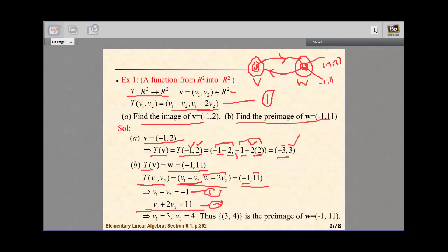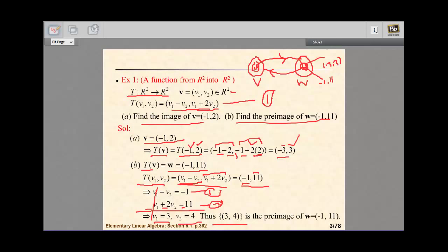We will subtract them. We get 2v2 minus v2, which is equal to 12 minus... so 3v2 is equal to 12, v2 is equal to 4, and v1 is equal to 3. In this way we solve that. So this (3, 4) is the pre-image of (-1, 11). In this way we will solve such type of problem.